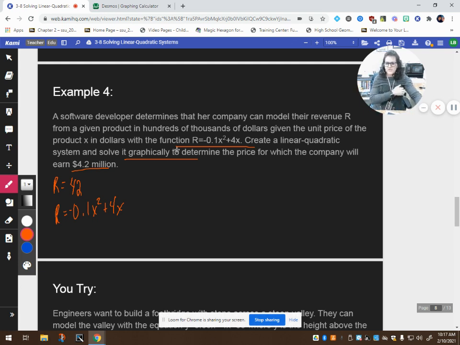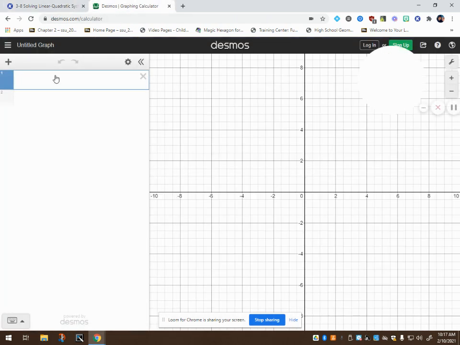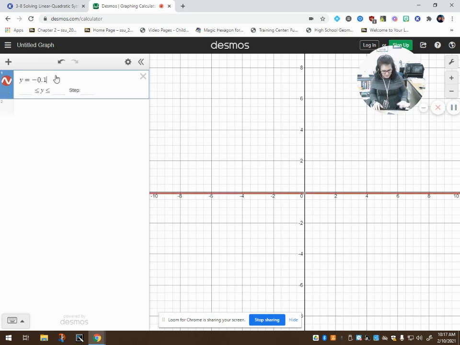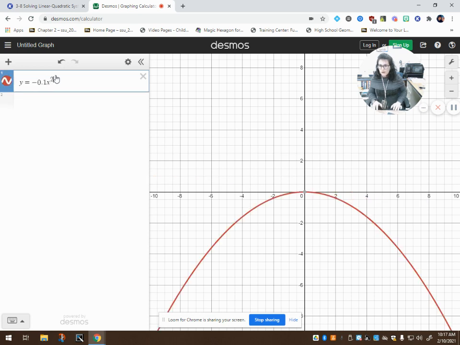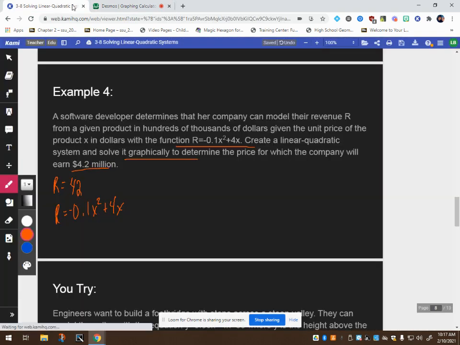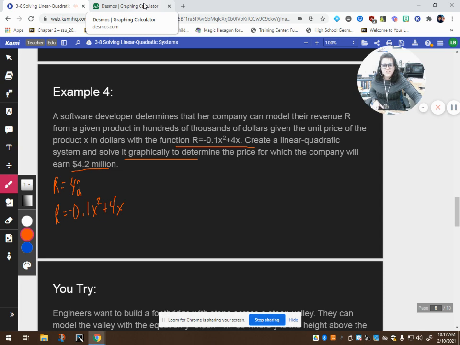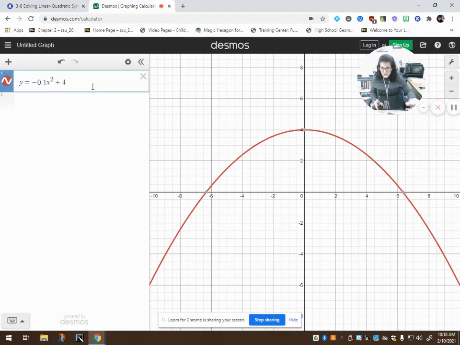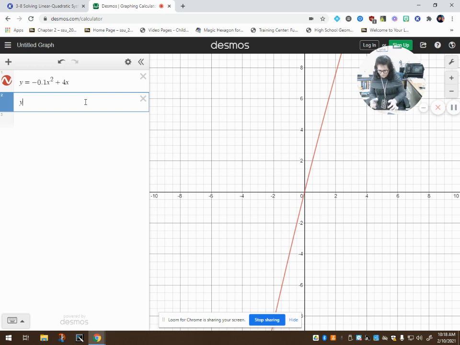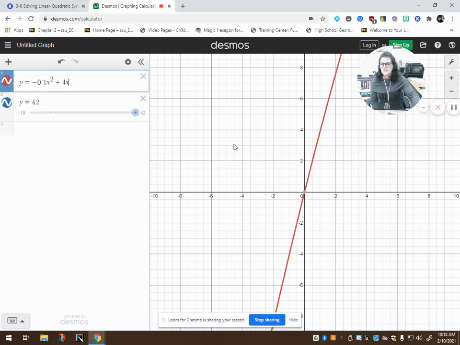So we're going to solve this graphically. Now, I have taught you, hopefully, at this point, how to find the vertex, negative b divided by 2a. You plug that back in and solve for the given value. But for the sake of time, we're not going to do that. We're just going to type it in to Desmos, because hopefully we already know how to do that. Negative 0.1 x squared plus 4x, and the revenue, y or r, equals 4.2 million or 42.